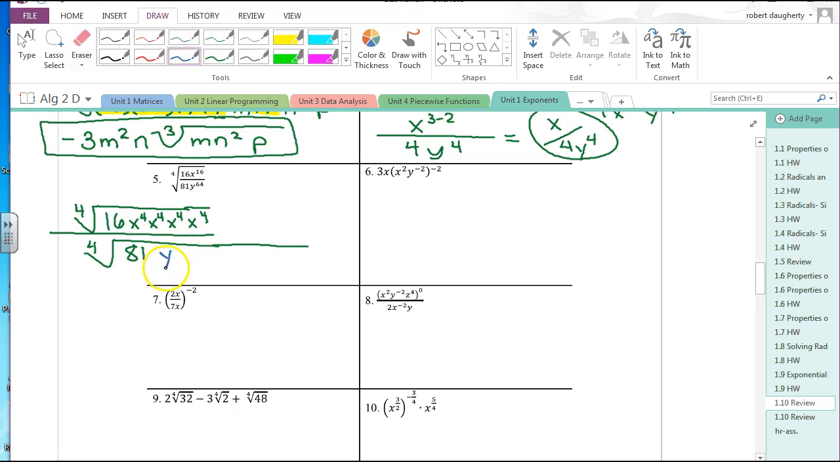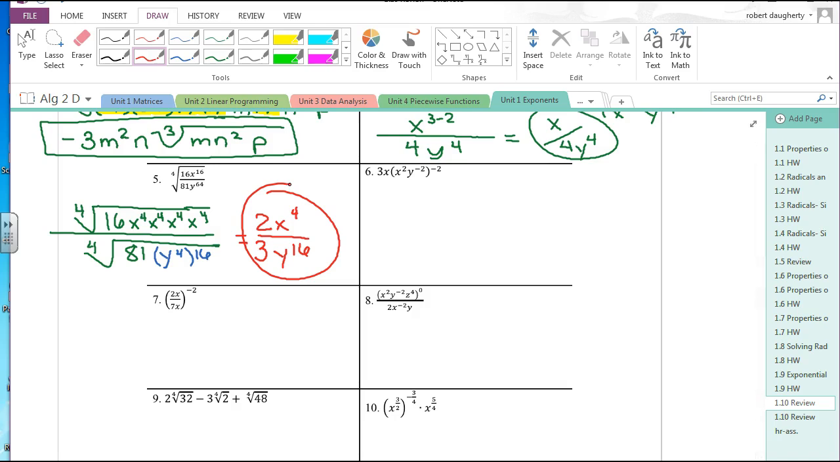I can write this as y to the 4th to the 16th power. That's y to the 64th, okay? So now, if I look at everything in terms of simplifying roots, 4th root of 16 is 2. 4th root of x to the 4th is x, and I have 4 of those, okay? 4th root of 81 is 3, okay? The 4th root of y to the 4th is y, and I have 16 of those, okay? So 2x to the 4th over 3y to the 16th power.